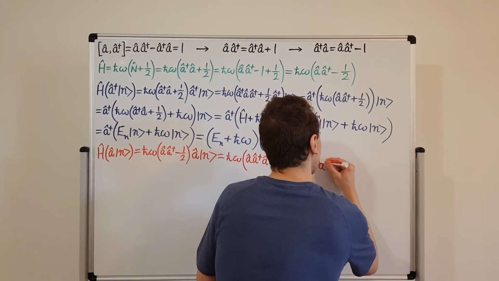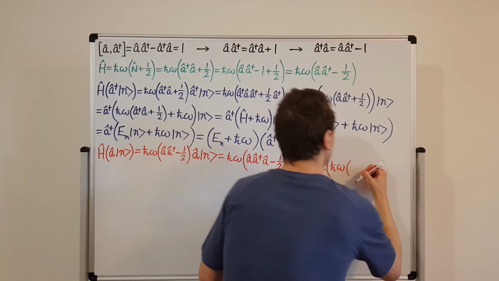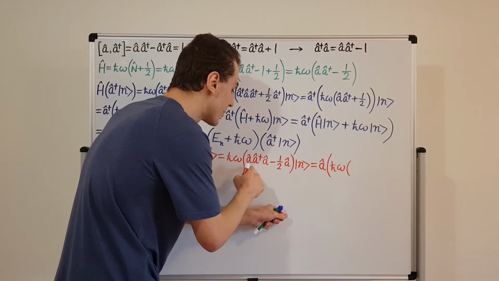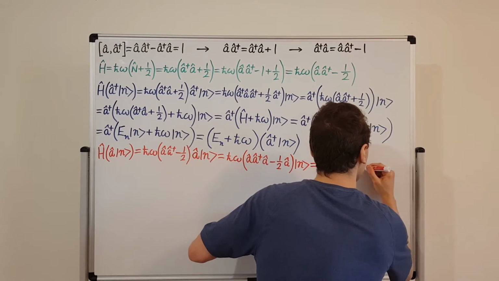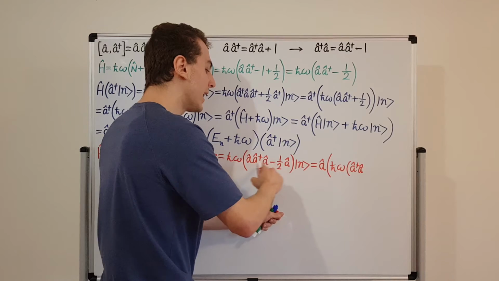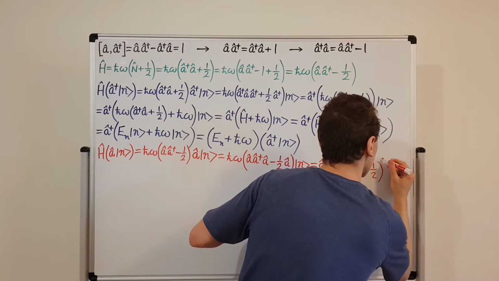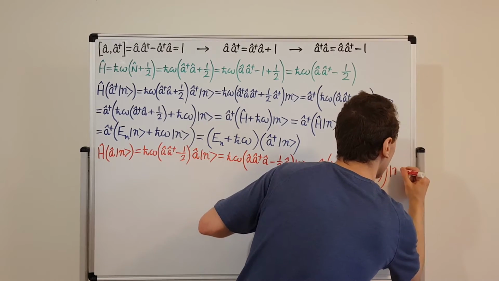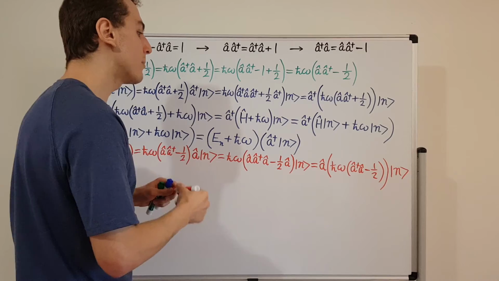So we'll have A, and then we're going to have h bar omega multiplying. Here this A has disappeared, so we have A dagger A, and then we have a minus 1/2, and let's close all those brackets, and we act on the ket vector. So here we're acting on the ket. So have a look at what's happened over here.